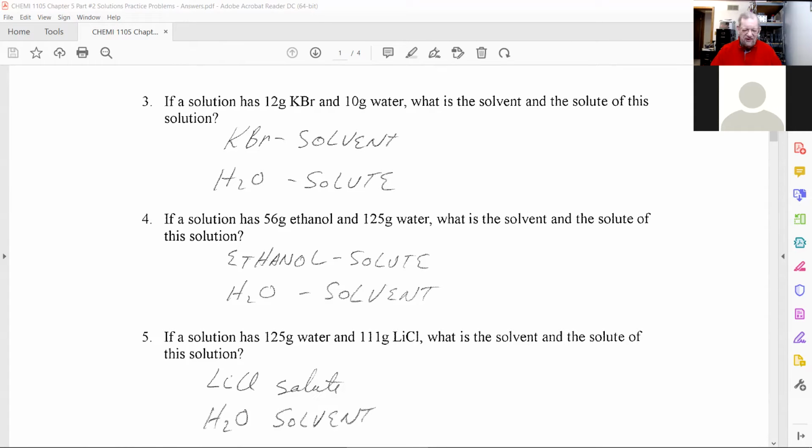And here's one for you to try and have some fun with. If you have 30 grams water, 50 grams ethanol, and 500 grams of gasoline, then what is the solvent of this solution and what are the solutes? Your turn.